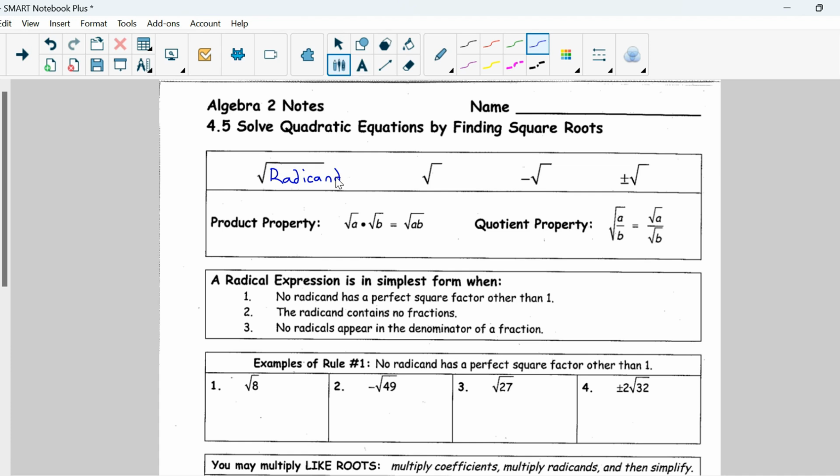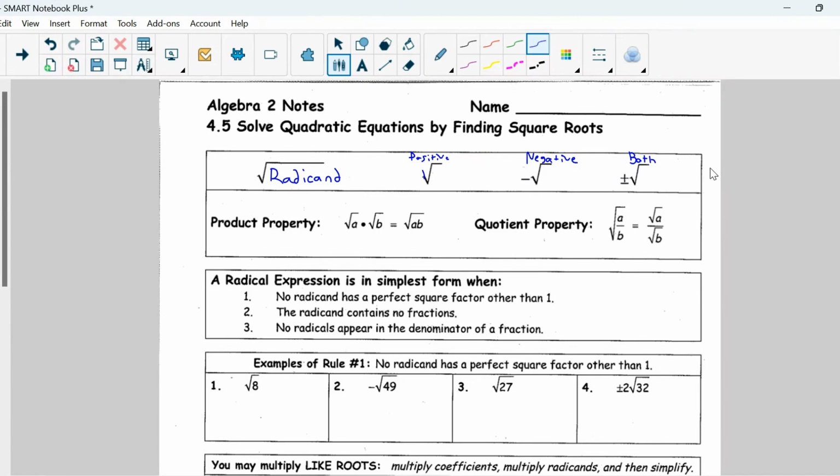So for our radicals, we have positive radicals, which would have a positive coefficient. So a number right out here in front would be positive. We call that a positive radical. And then we also have negative radicals. And in some cases, we'll have a plus minus or a positive negative. So that would be both.